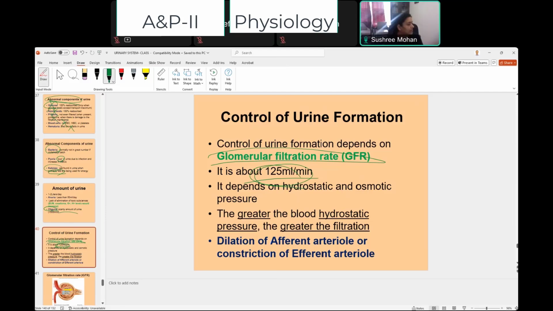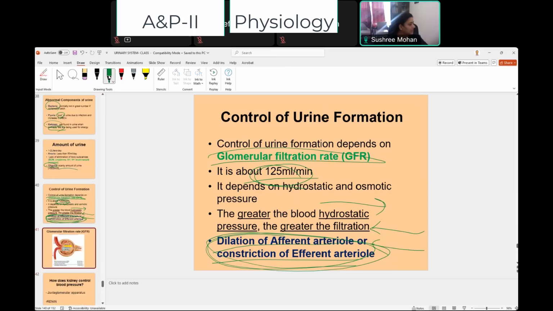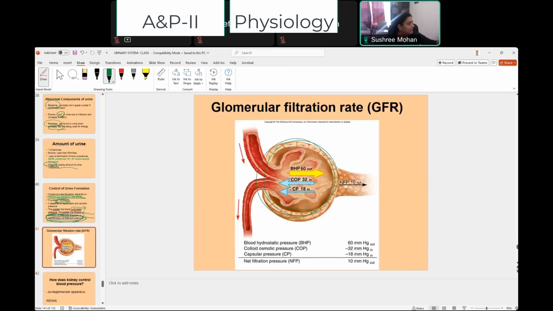The greater the blood hydrostatic pressure, the greater the filtration, and the dilation of the afferent arteriole and constriction. These two play a major role in the pressure generation, that is the glomerular hydrostatic pressure. We talked about glomerular hydrostatic pressure in one direction, capsular opposing it, and BCOP opposing it. This one. Okay, we talked about this one.